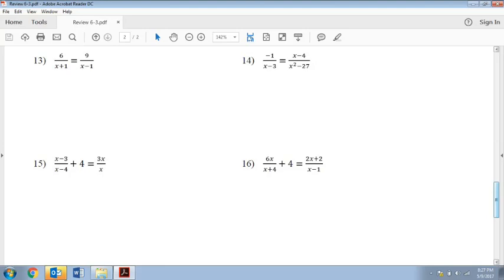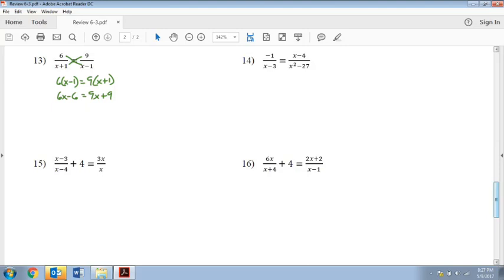So if all you've got is one fraction on either side, well then just cross multiply and solve for x. So 6 times x minus 1 equals 9 times x plus 1. So that's 6x minus 6 equals 9x plus 9.